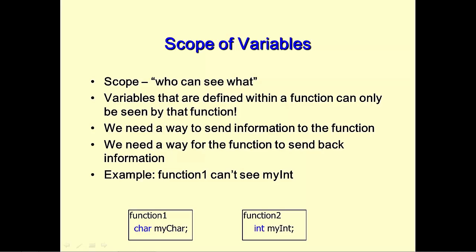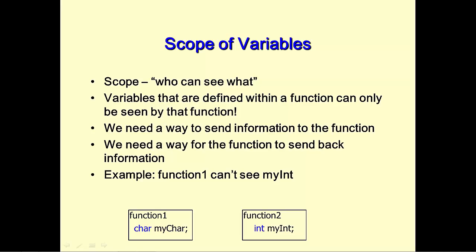Okay, the next thing that we have to talk about is the scope of variables, and by scope it means who can see what and where they can see it. Variables that are defined within a function can only be seen inside that function, and this is a hard concept for people to understand too. So we need a way to be able to send information to the function and also to get information back from the function as it's running. So let's see an example of what we're talking about.